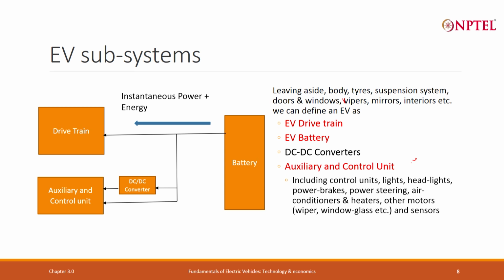If you recall, in the last class we had defined all the EV subsystems, and we had said the primary part that we really need to worry about is one, the drivetrain, and another, the battery. Of course, there is a DC-DC converter and auxiliary and control units, and I had defined each one of these. Having defined that and said that the most important thing is the drivetrain and the battery, we are going to get into details of the drivetrain and the battery.